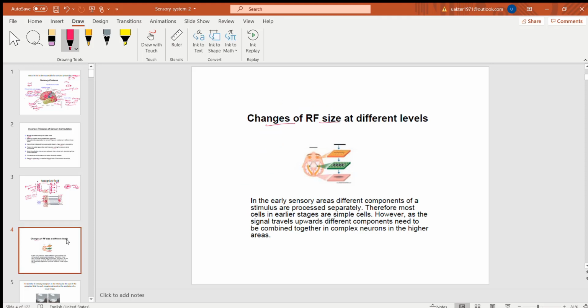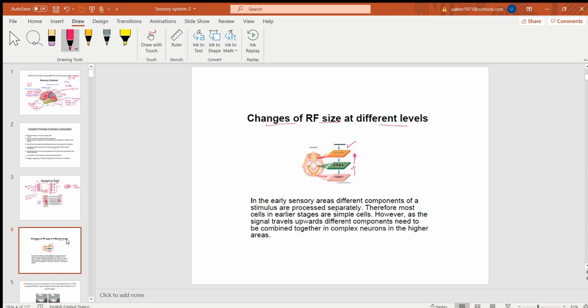Changes of the receptive field size at different levels. So we see that as the sensory signal moves upwards towards the brain, the size of the receptive field in the neurons increases. This is your retina, the eye, and from the retina the signal goes to the thalamus, and from the thalamus it goes to the cortex. So let me just think about these three areas.